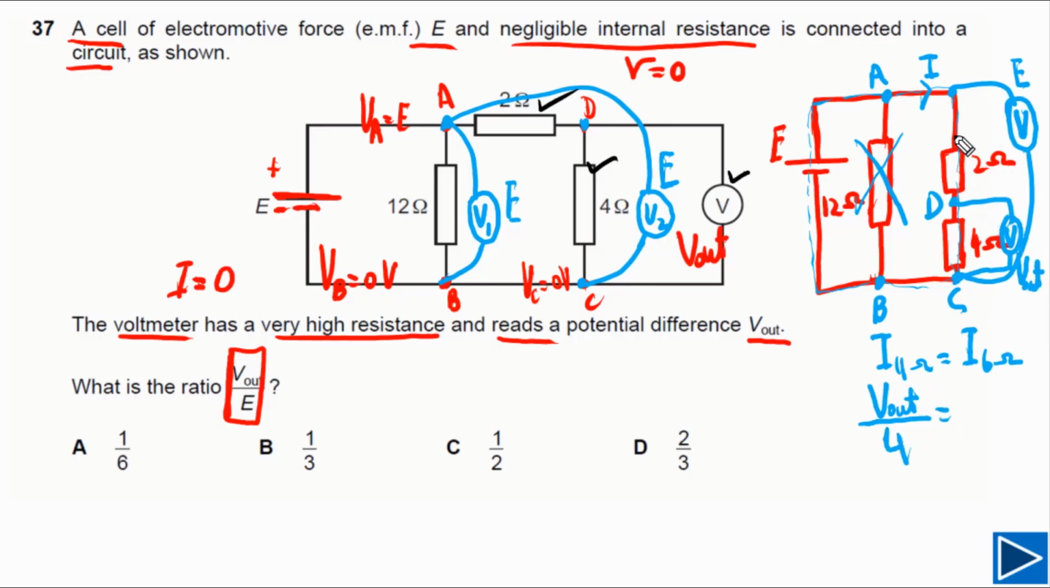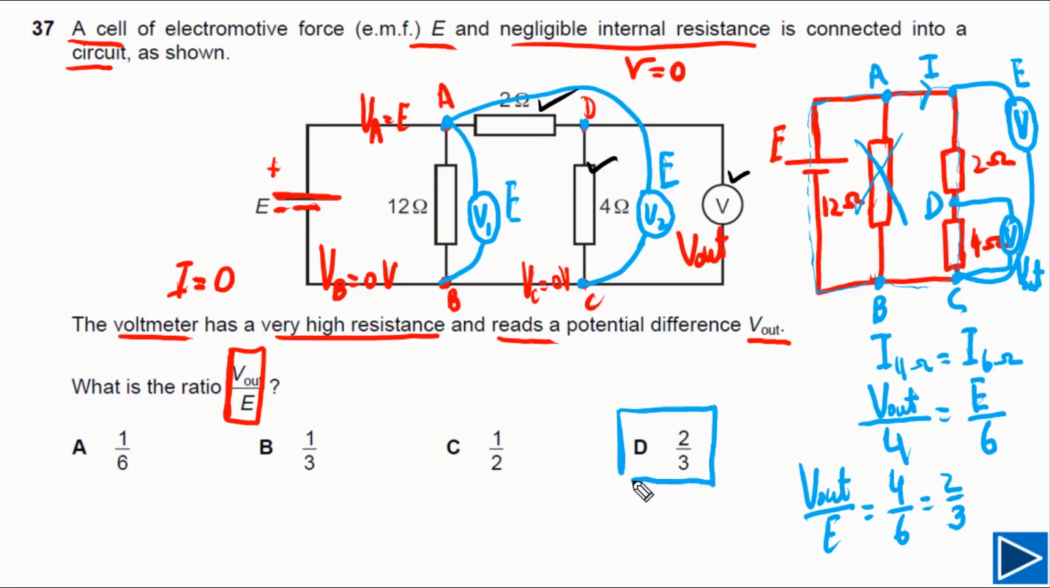And the potential difference across 6 ohm, meaning across the 2 and 4 ohm resistors, is equal to E. So we can write down this is E. And the total resistance of 2 and 4 is 6. Then simply you can find the ratio between V out and E. So V out over E will be simply 4 by 6, which is equal to 2 by 3. So our final answer will be D.